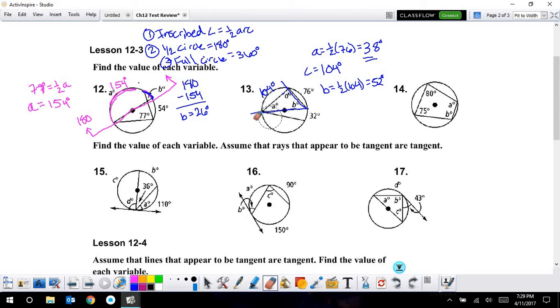Finally, D, because we've already found C, that was that arc. D opens up to half the circle, because it opens up at the diameter there. And we know half a circle is 180 degrees. So D is going to end up just being a 90 degree angle.